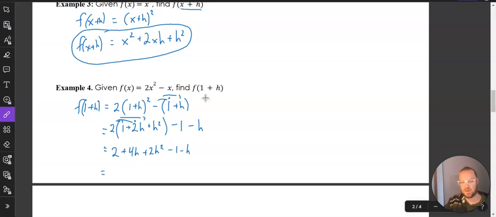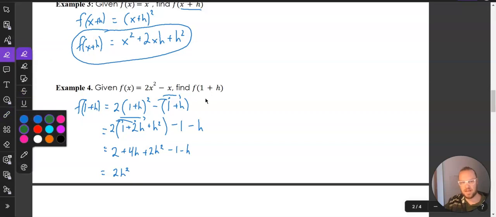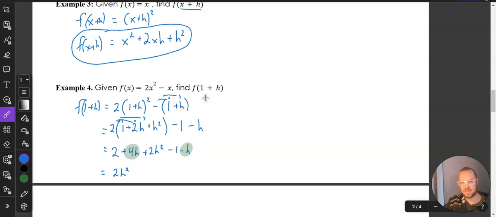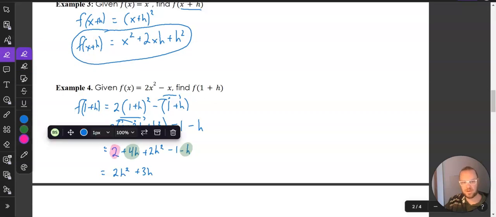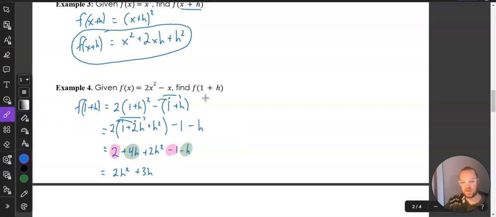And then our last step is going to be to put all that together here. And let's start by putting the highest degree first, so 2h squared, just because we're used to it. Now here I'm going to use a highlighter to kind of help us out. So here we can see there's a 4h and a negative h. So that's going to combine to be 3h. And there's also a 2 and a negative 1. So we're going to put those together as well and get plus 1. And so f of 1 plus h is going to simplify down to give us 2h squared plus 3h plus 1.